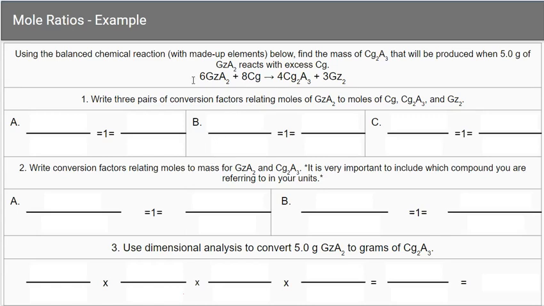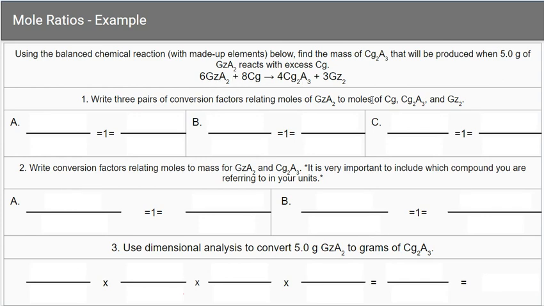We're going to use a balanced chemical reaction to convert from the mass of one of our reactants to the mass of one of our products. You might think that shouldn't be so hard, but there's actually a really important step, which is that this reaction is telling us the relationship between the moles of each reactant and product.